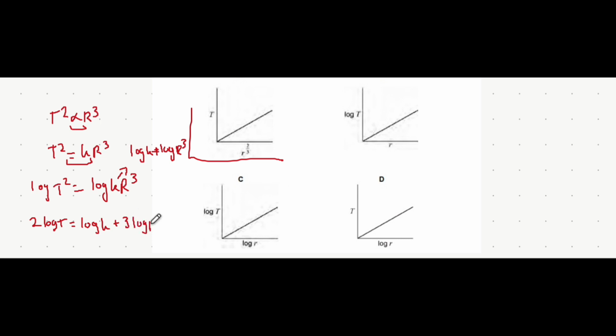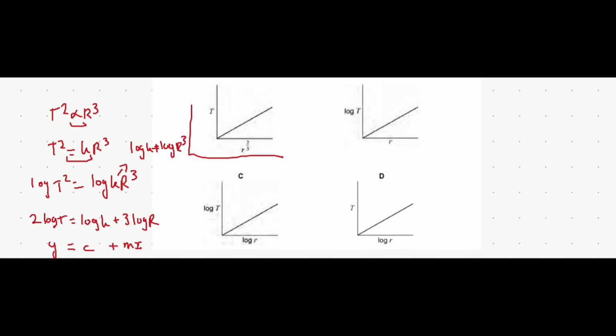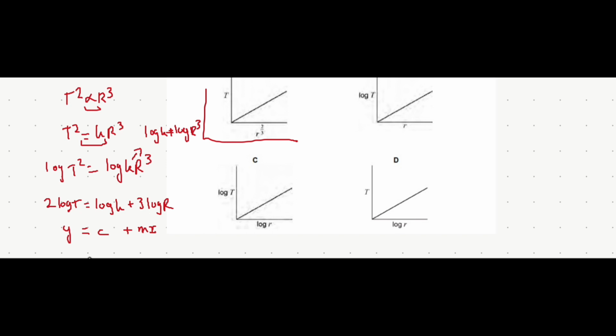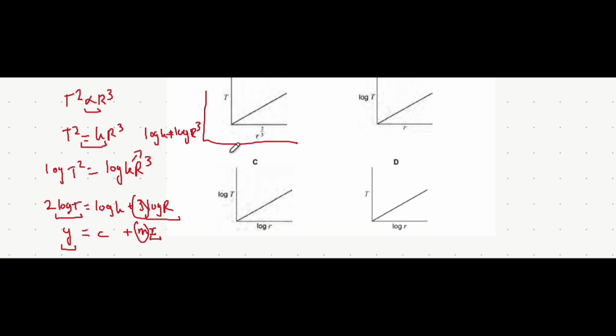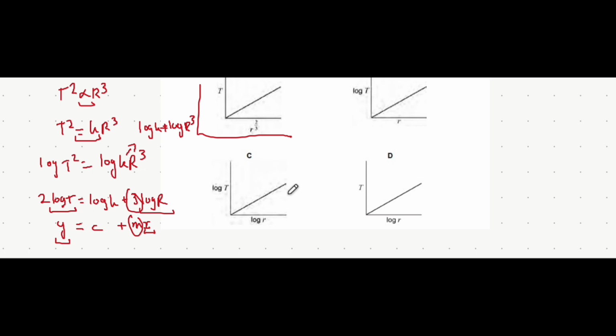3 log r. And what you can actually see is that this is almost in the form of y equals mx plus c, if that makes sense. Now this is important because it tells you that y can essentially be replaced with log T, and x can essentially be replaced with log r, in which case the gradient will be a constant value of 3, which would lead to a straight line graph. So we want a graph of log T on the y-axis and log r on the x-axis, which is option C, because that will give you a gradient of 3 relating it to y equals mx plus c, which is the equation of a straight line.